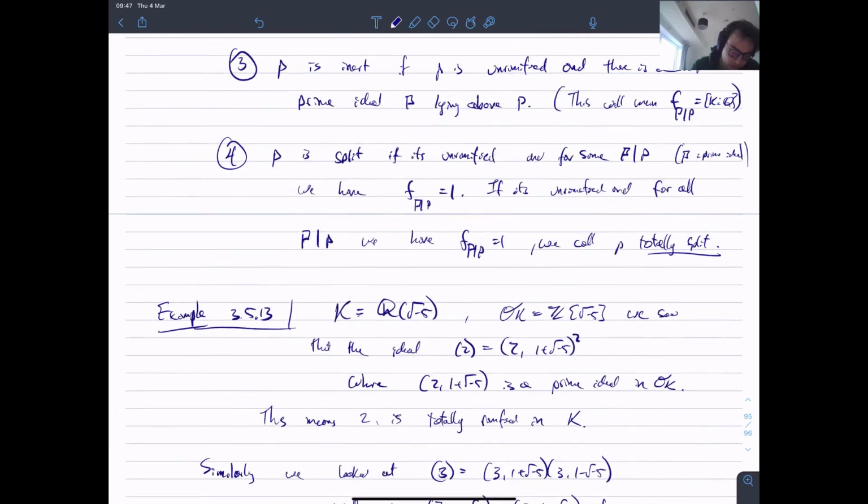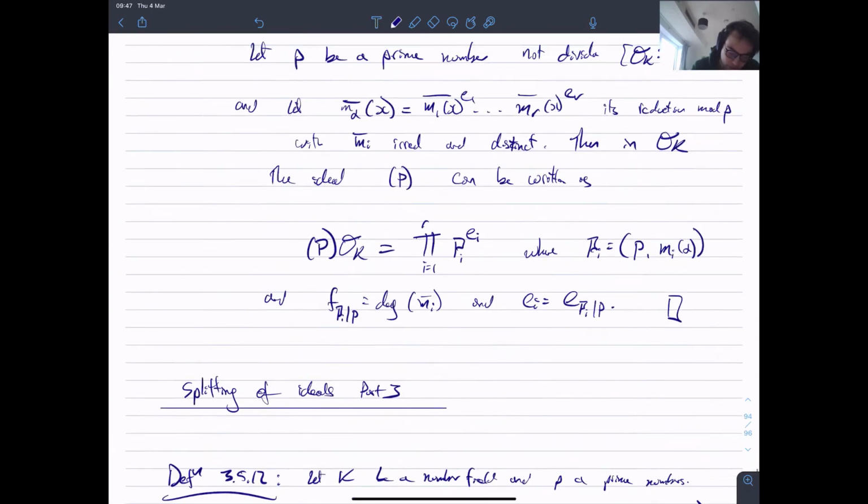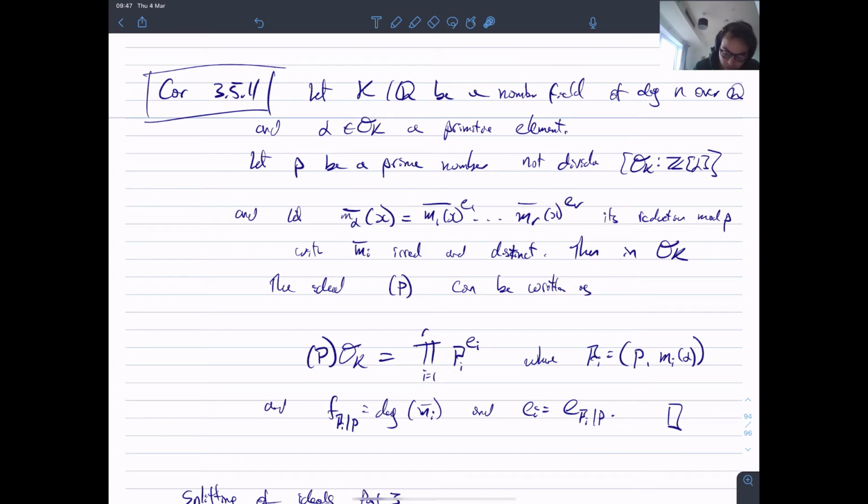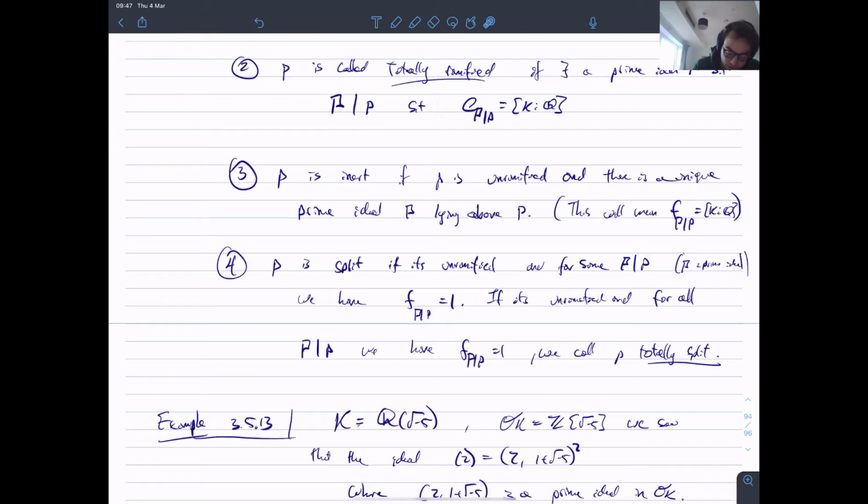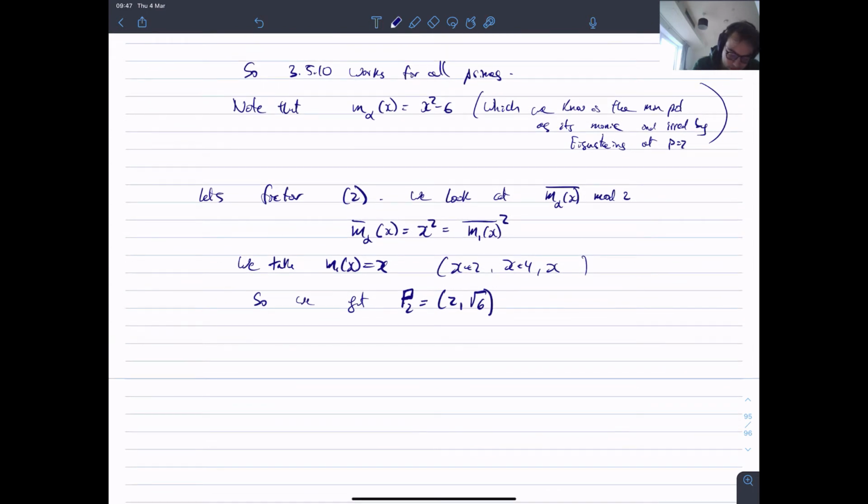Let me go back and show you this in the theorem. The prime ideals look like the number p, so that's 2, and then mi of alpha. So this is what the ideals look like, and their exponents are the exponents that showed up here. So in this case, the ideal generated by 2 is just P2 squared. I'm going to write that out. Square. That's it.